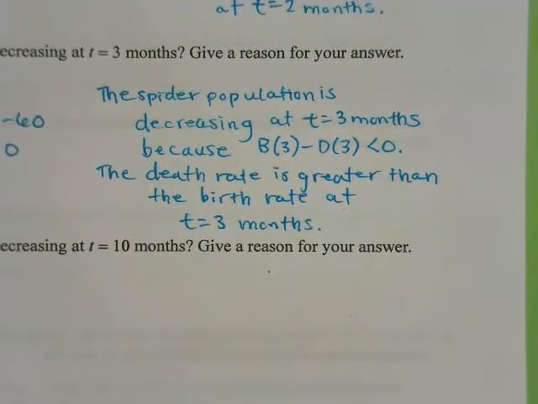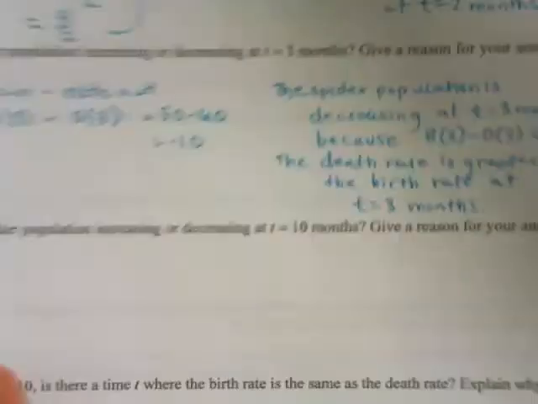On top of that, the death rate, the D of 3, is greater than the birth rate at t equals 3 months, and hence that's why it is decreasing, because that subtraction is negative. Any questions on those two sentences? In those two sentences only, you should not be making a speech out of this, like an intro, body, and conclusion. This is it, those two sentences. Any questions on that?